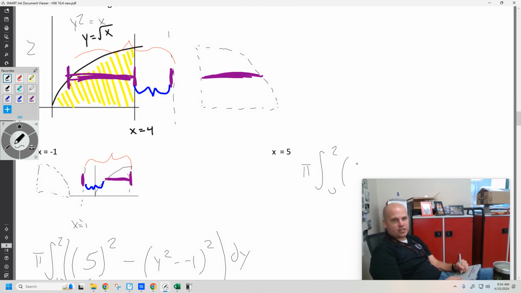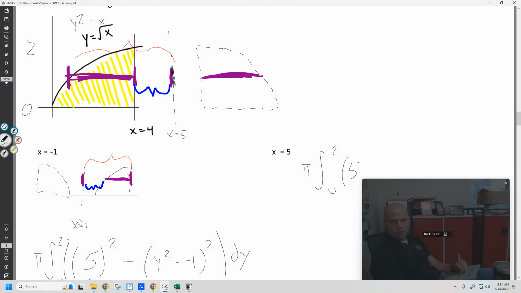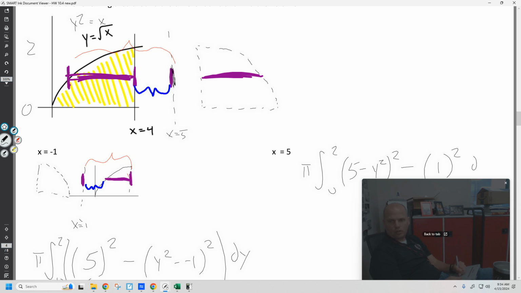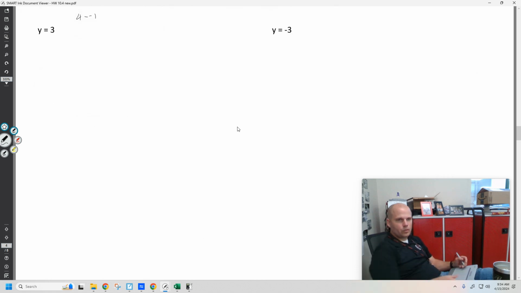The outer radiuses, this is x equals 5, would be 5, x equals middle minus x equals left, minus y squared. Subtracting the inner radiuses would be 5 minus 4 squared. Okay, y equals 3.